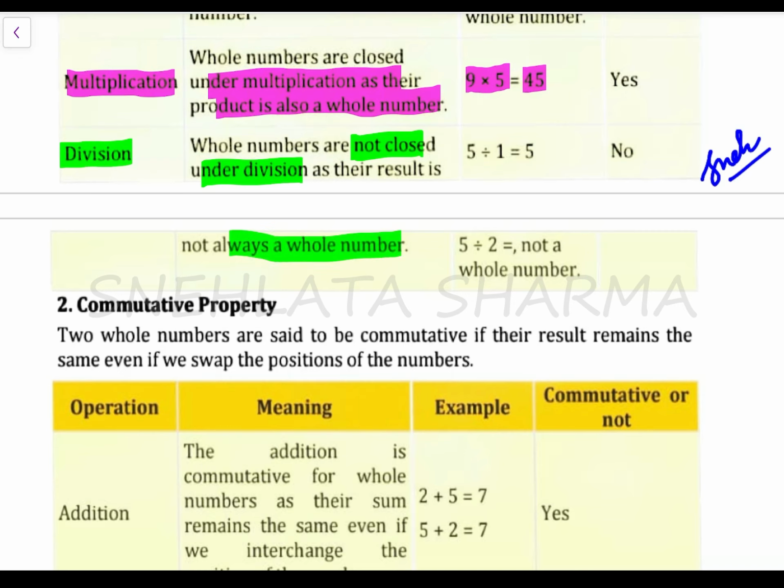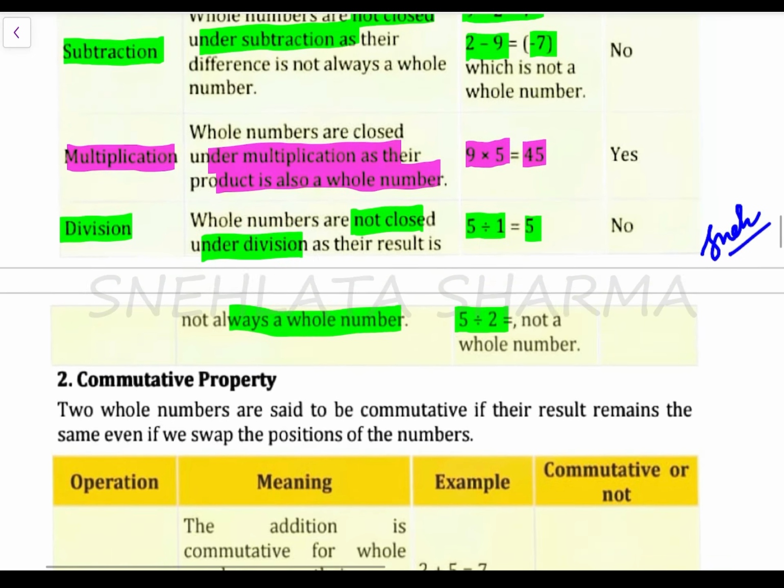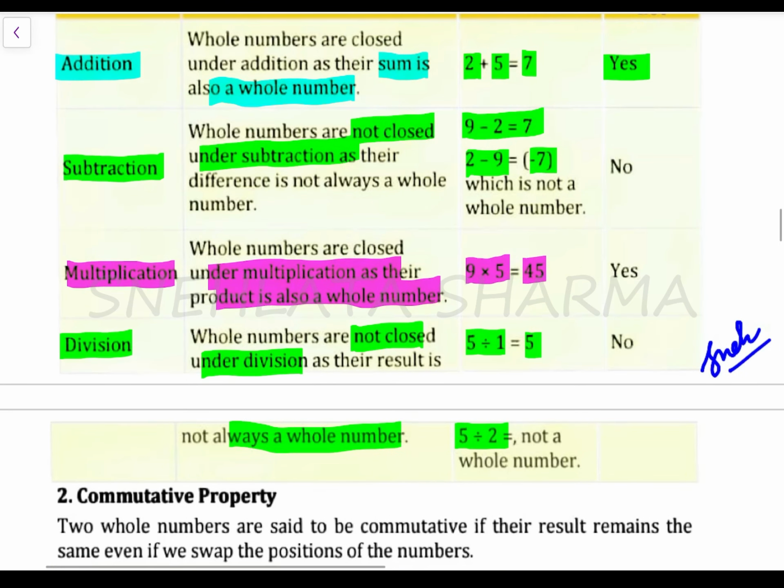For example, if we divide 5 by 1, we get 5 which is a whole number. But if we divide 5 by 2, it will be a fraction, not a whole number. So for division, whole numbers are not closed. So let us summarize. Whole numbers are closed under addition and multiplication but not under subtraction and division.